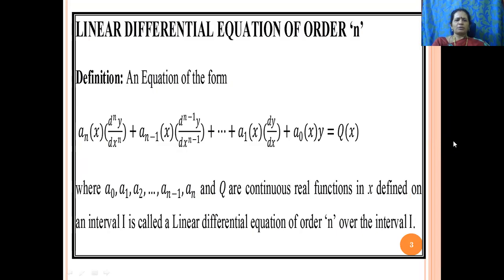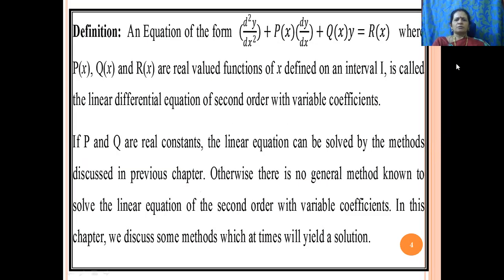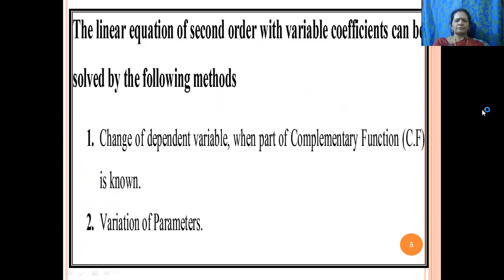Then coming to the next one, the linear differential equation of order n. This is a linear differential equation of order n. Coming to the next one, this is the linear differential equation of second order with variable coefficients, right? So here P, Q and R are the real valued functions of x defined on an interval I. Now Legendre's differential equation, Legendre's form also, we are going to discuss in this lesson.